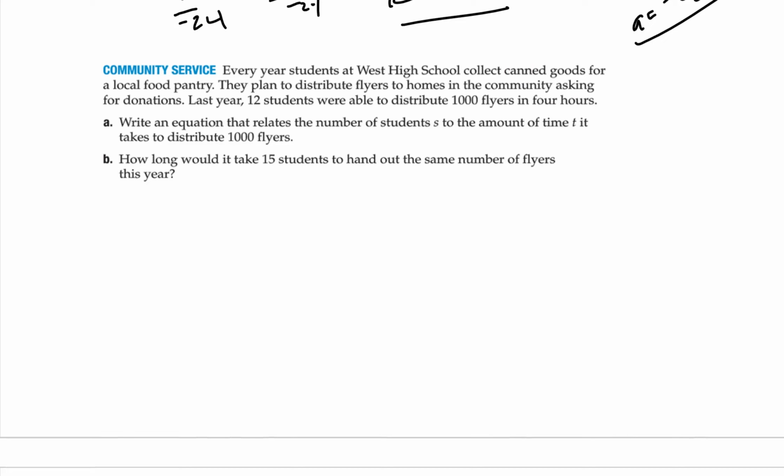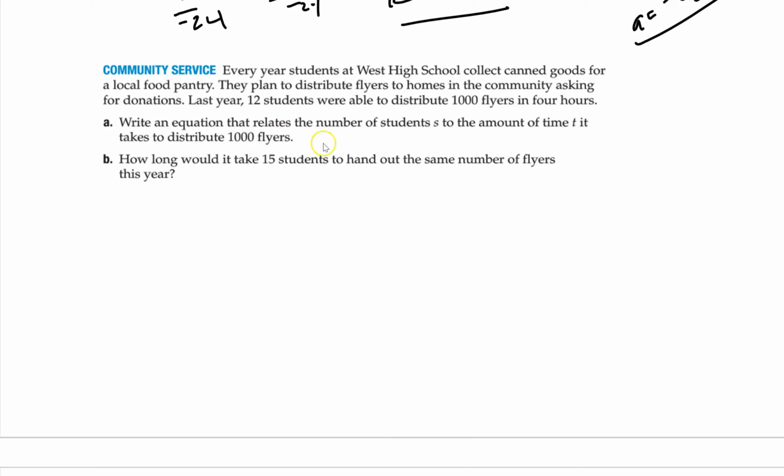Let's look at this application problem. So, every year, students at West High School collect canned goods for a local pantry. They plan to distribute flyers to homes in the community asking for donations. Last year, 12 students were able to distribute 1,000 flyers in 4 hours. Write an equation that relates the number of students S to the amount of time it takes to distribute 1,000 flyers.